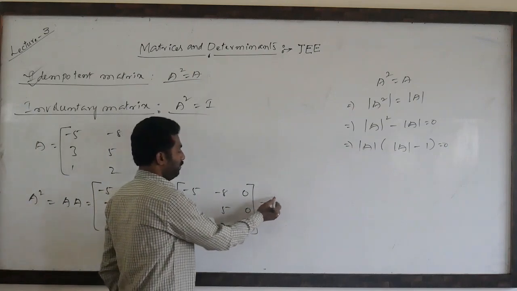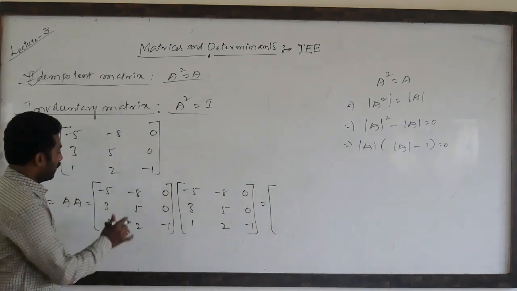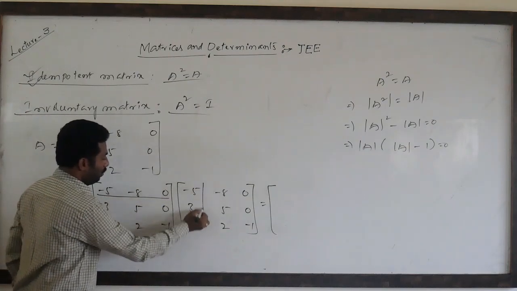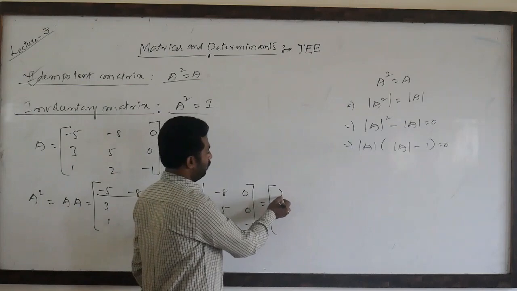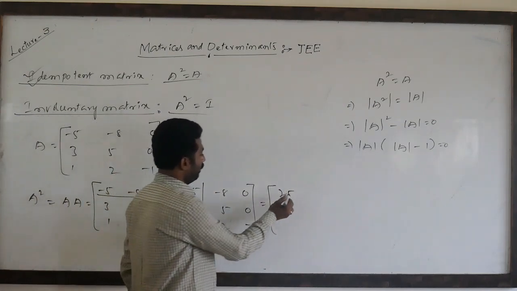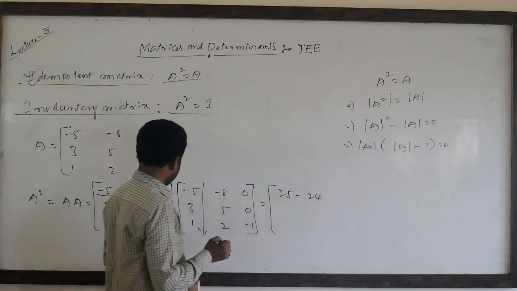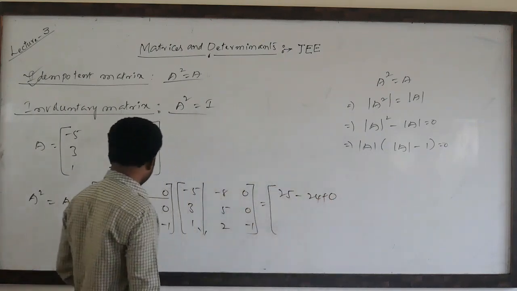See here. First row, first column. Minus 5 into minus 5, 25. Minus 8 into 3, minus 24. 0 into minus 1, 0.